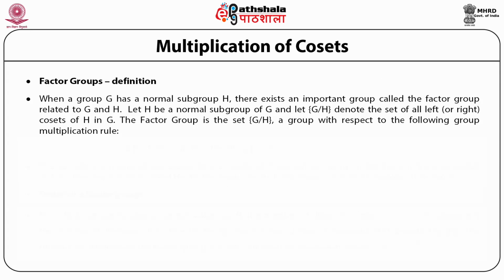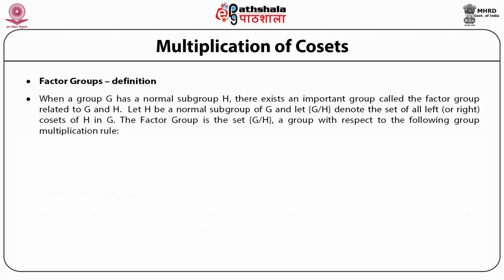When a group G has a normal subgroup H, there exists an important group called the factor group. The last result for a normal subgroup leads to a new group structure. Let H be a normal subgroup of G, and let the set defined as G/H denote the set of all left or right cosets of H in G. We now prove that the set G/H is a group with respect to the group multiplication rule.